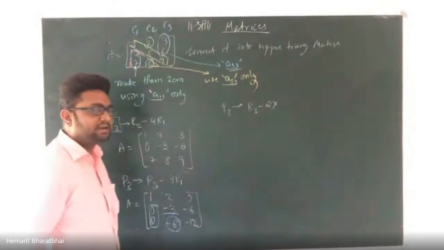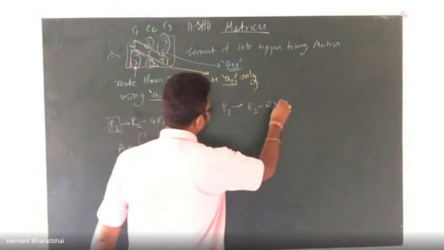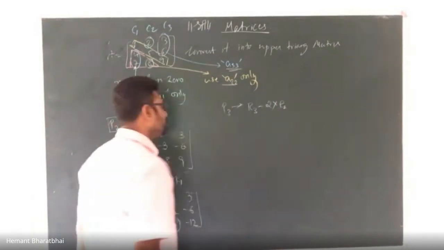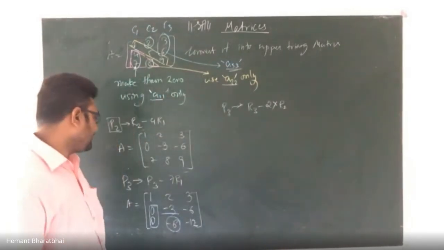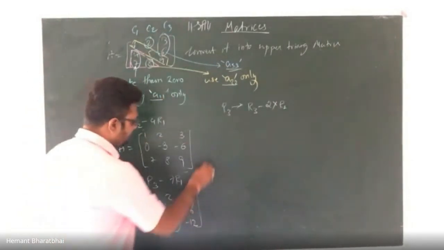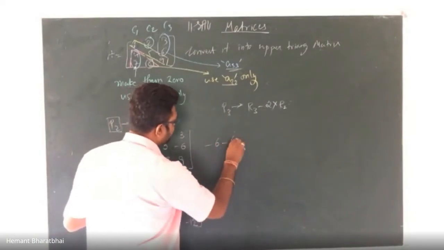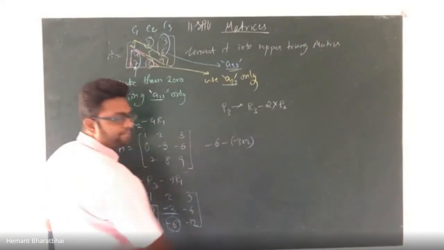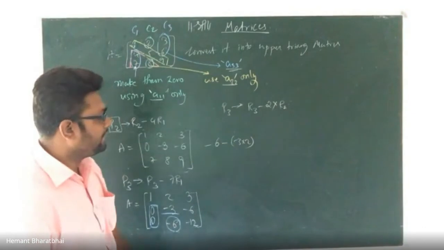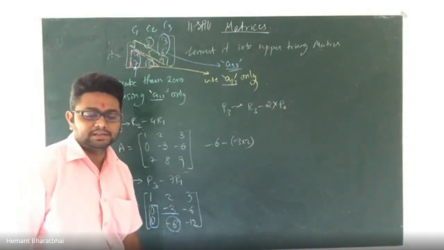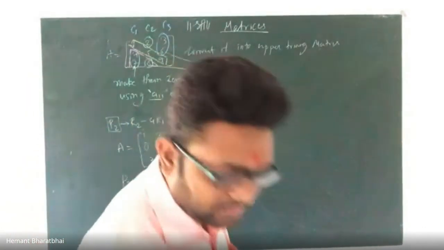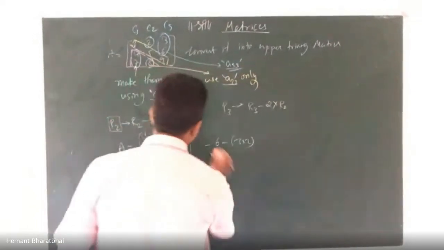I am going to multiply my row 2 with 2. Okay, and then I am going to subtract. So it will become minus 3 into 2. So minus minus will become plus. So minus 6 plus 6 will become 0. Okay.